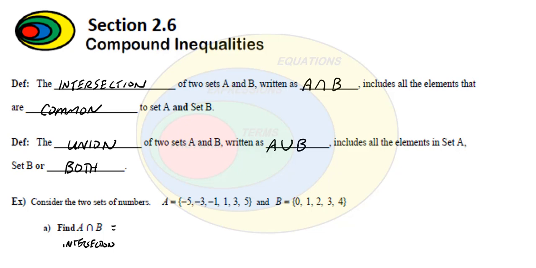So if I have two sets of numbers, we can use things like intersection and union to talk about the elements that are involved in both sets. So the intersection of two sets A and B, written as A intersect B, that's kind of an upside down U, includes all the elements that are common to sets A and B.